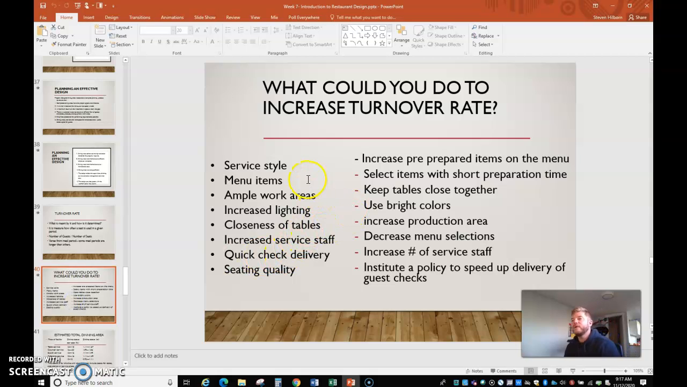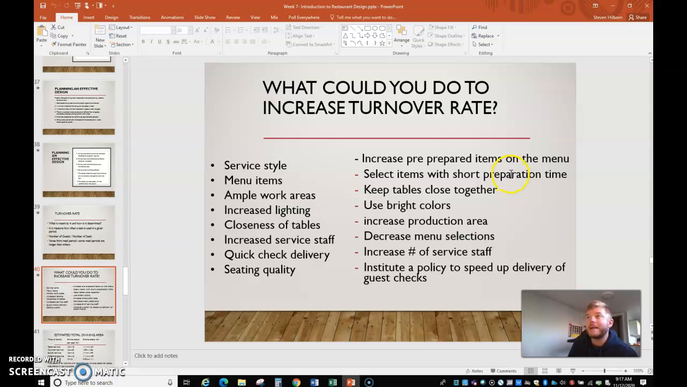So there are a couple of things you can do. As far as service style, you can increase some pre-prepared items, so getting food to the table faster will help you flip those tables. Same thing with your menu items: items with a short preparation time.